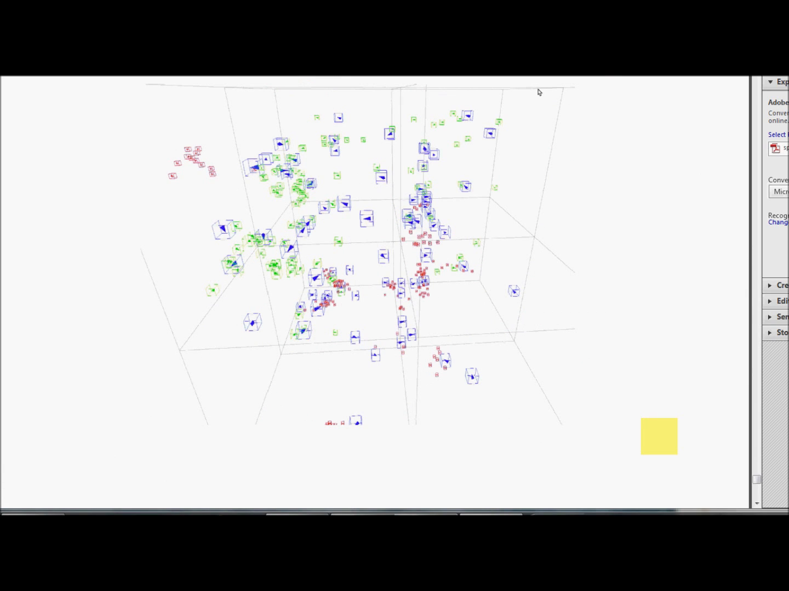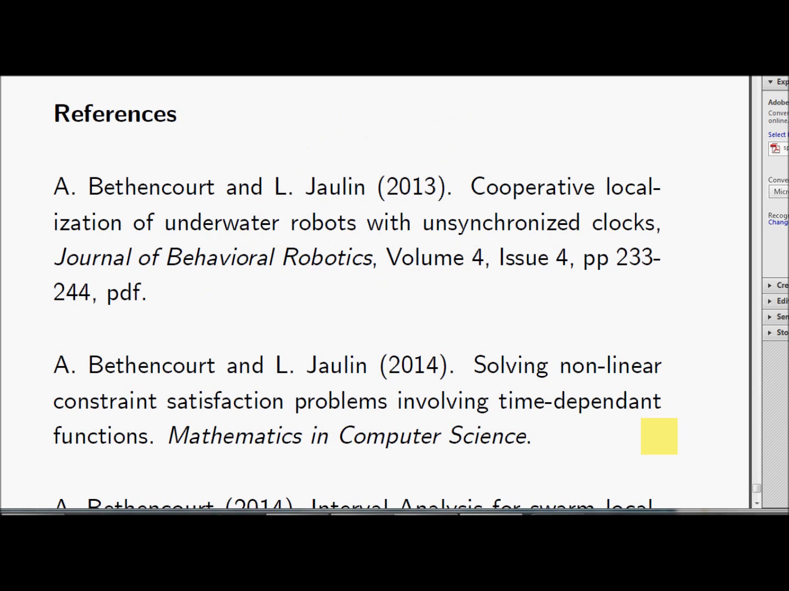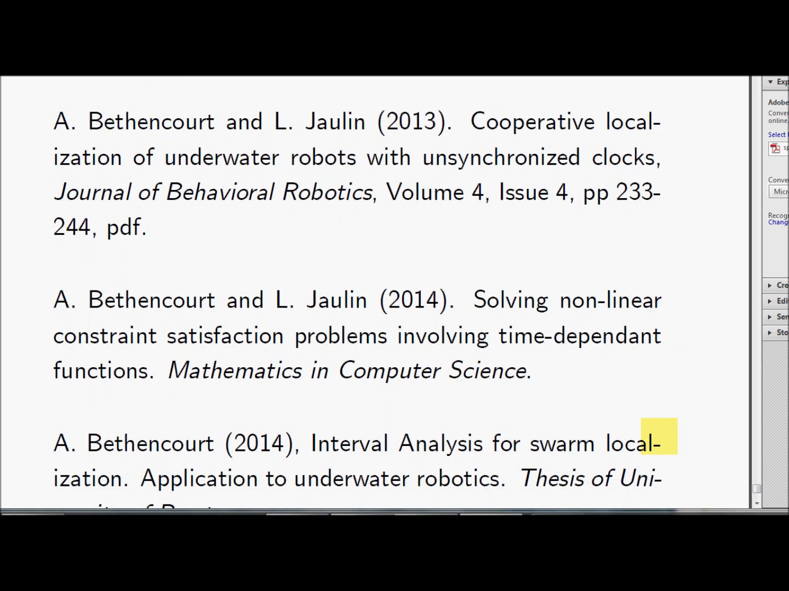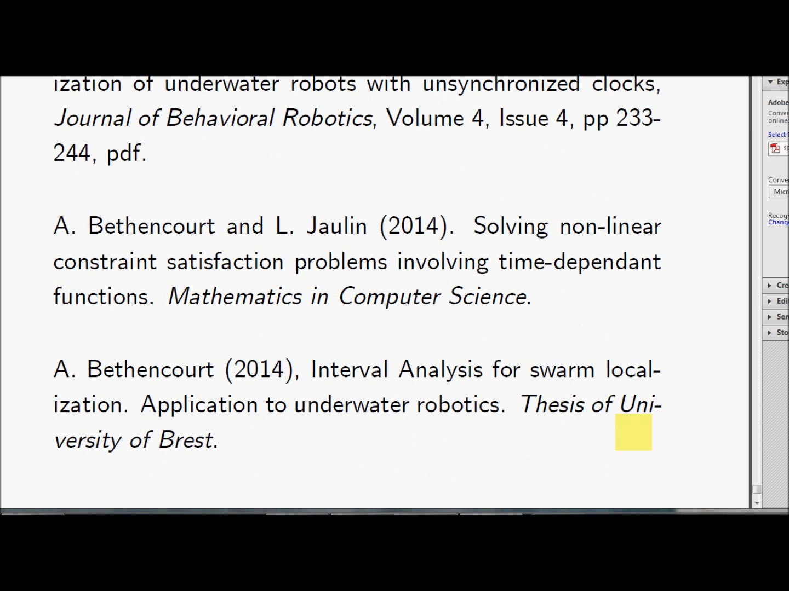All this software has been made by Emeric Bethencourt during his PhD. And you can find here some references, papers of Emeric in different journals, but also his PhD thesis on interval analysis for swarm localization.